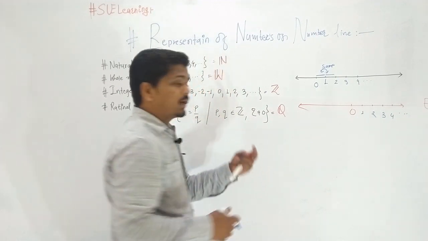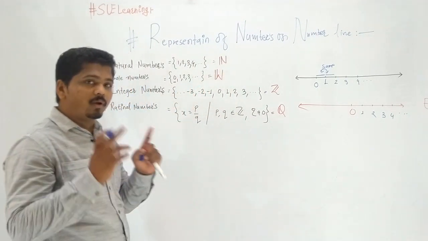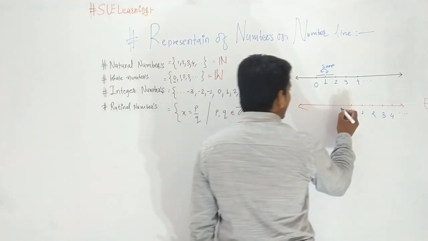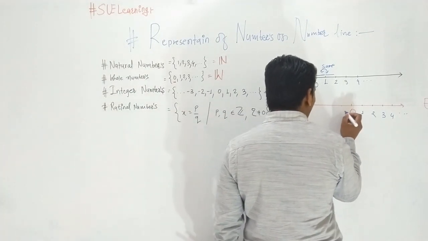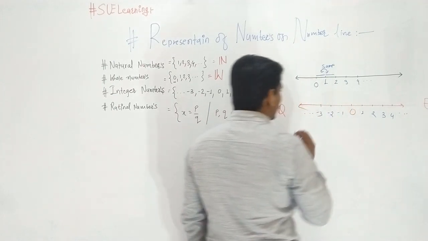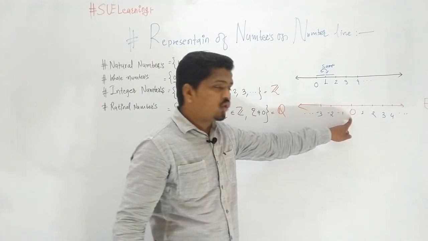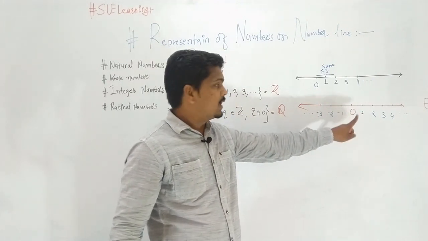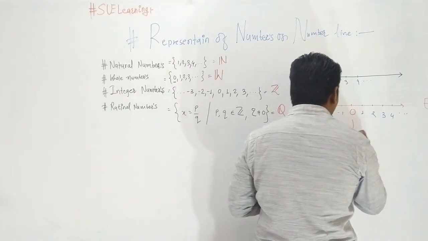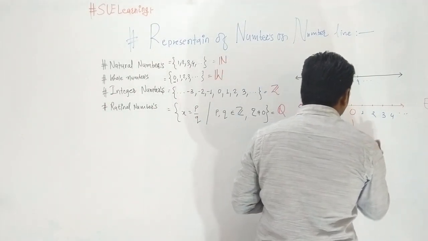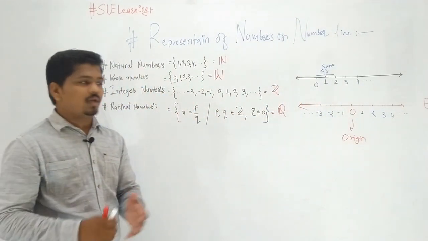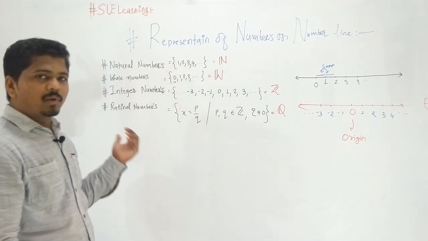Now I want to plot negative numbers. What happens with negative numbers? Negative numbers are numbers that are situated exactly to the left of your 0. Here it is -1, here it is -2, -3 and so on. Okay, that's why you can observe 0 is the middle number of your number line. It is also called the origin of your number line. Positive numbers are on the right hand side of 0 and negative numbers on the left hand side of 0.